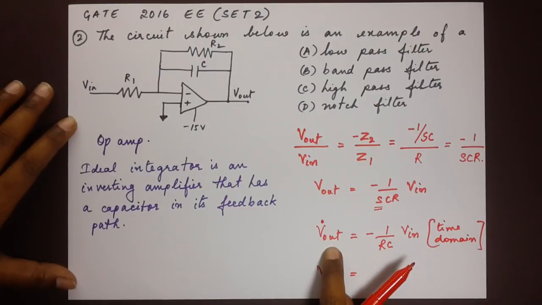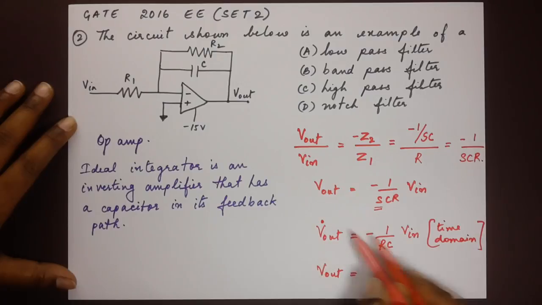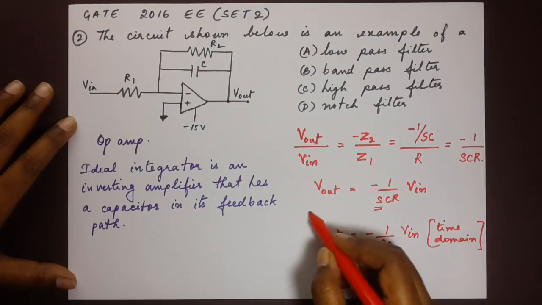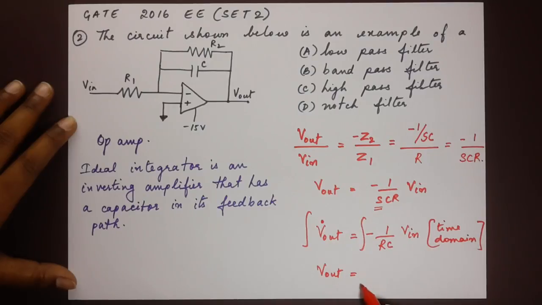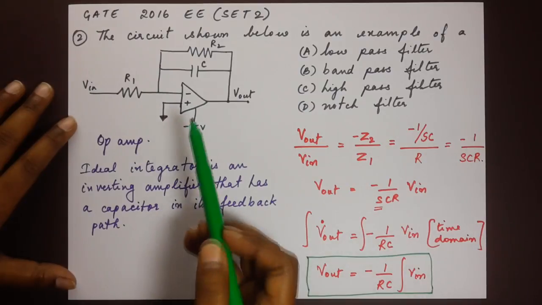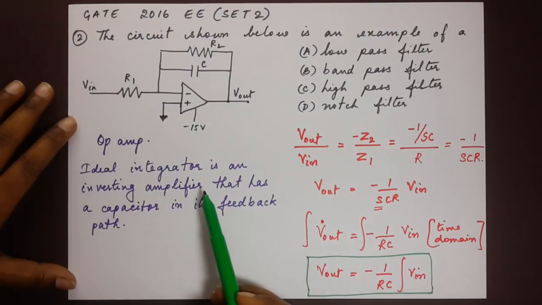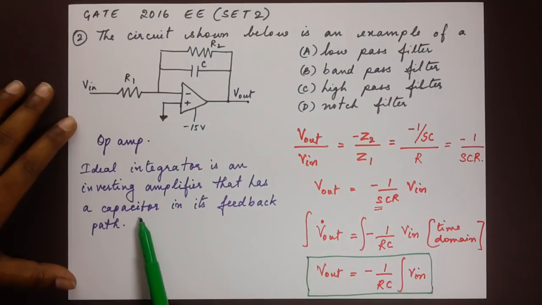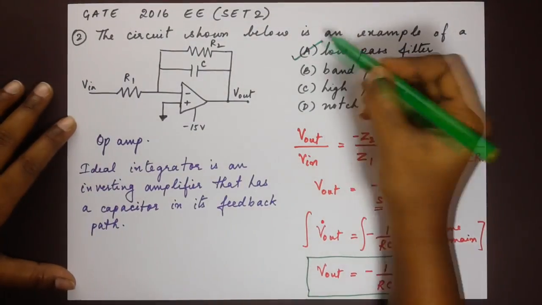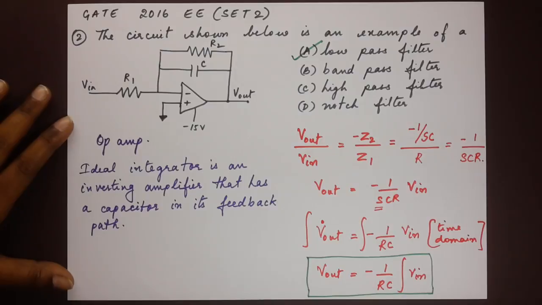This is the derivative, and in order to find out what V out is, we integrate on both sides. When we integrate on both sides, we get V out is equal to minus 1 by RC integral V in. This is the general notation, a very quick view of how we see the output in terms of input, which is an integration of it. Because of this equation, we see that the circuit given is indeed an ideal integrator. If it is an ideal integrator and has a capacitor in its feedback path, it represents a low pass filter. So that is our final answer.